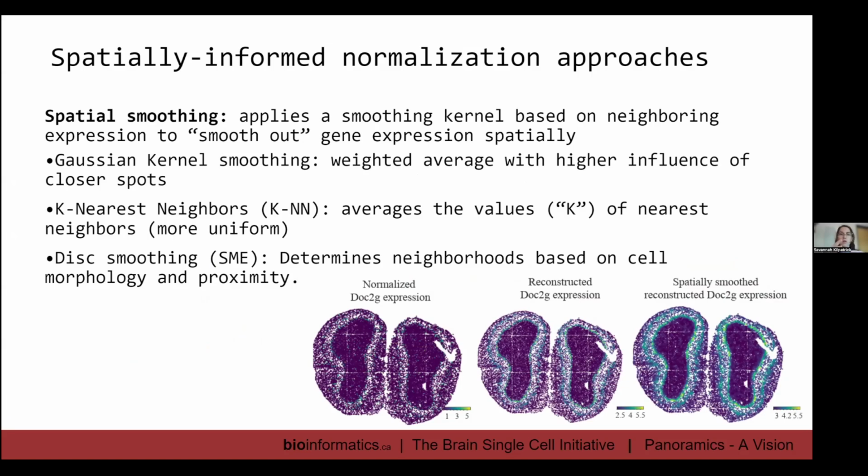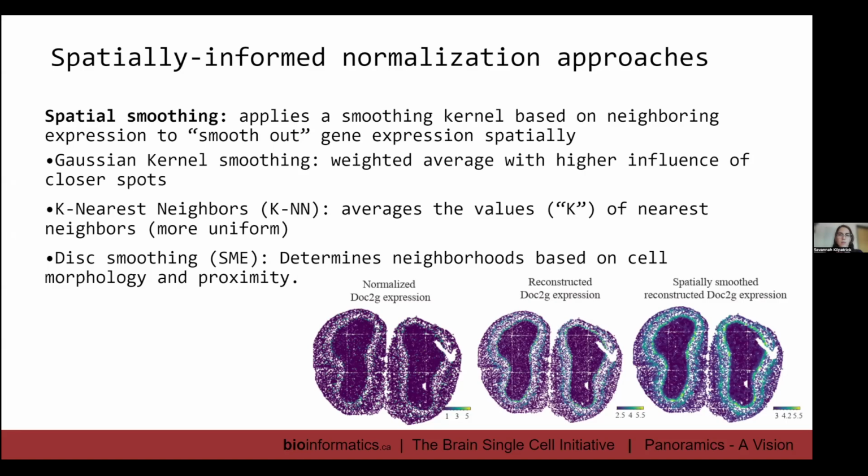There's the Gaussian kernel smoothing, which looks at the higher influence of closer spots. It's a weighted average. There's also your k-nearest neighbors. This looks at the value of the nearest neighbors and is a little bit more uniform. I don't know if I would recommend this for neural tissue, just given the fact that it does have very distinct localization of neurons in like the cortical layers, for instance. But again, it's worth trying.